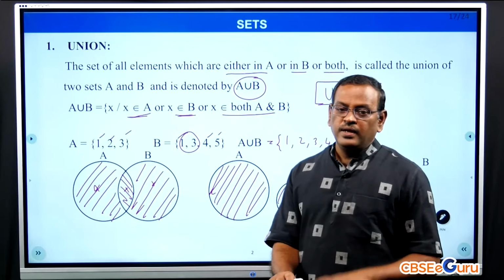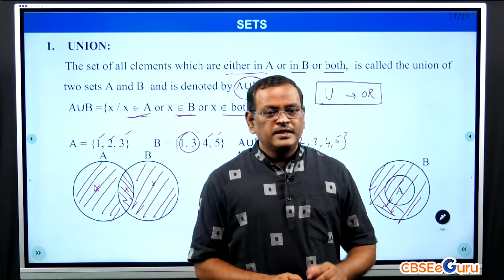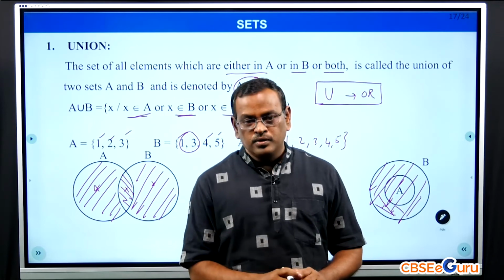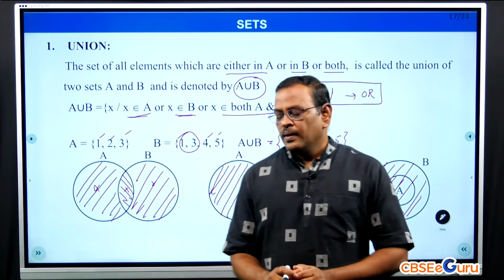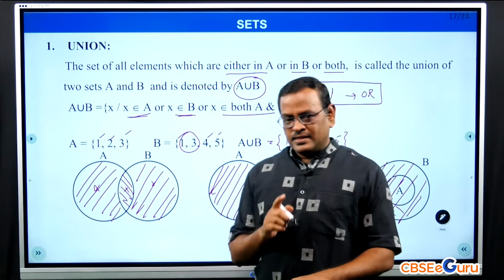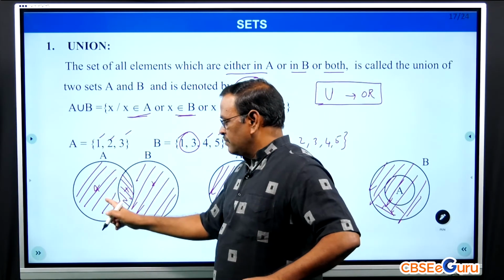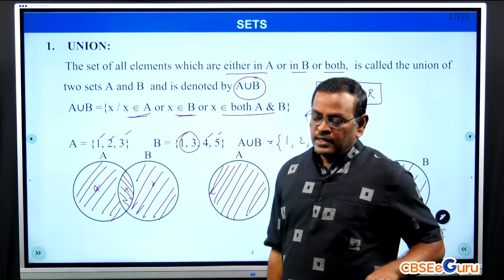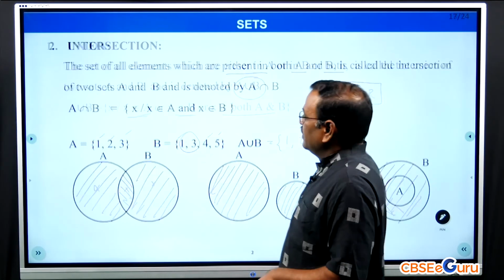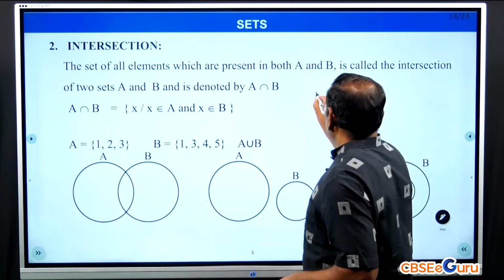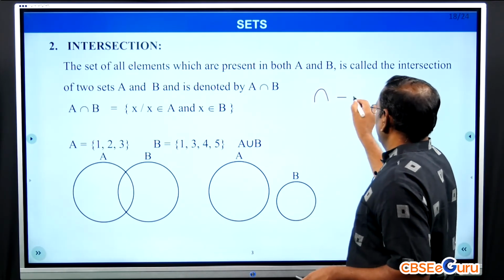What is the meaning of union? OR. What is the definition of union? Either in the first set or in the second set or in both, without repetition. So you can easily understand the concept of any set operation by taking an example or by using the Venn diagram. This is the first operator, and the second one is intersection. The symbol of intersection is this and the meaning is AND.